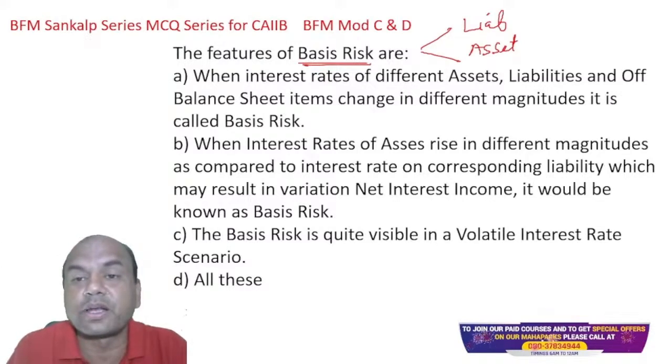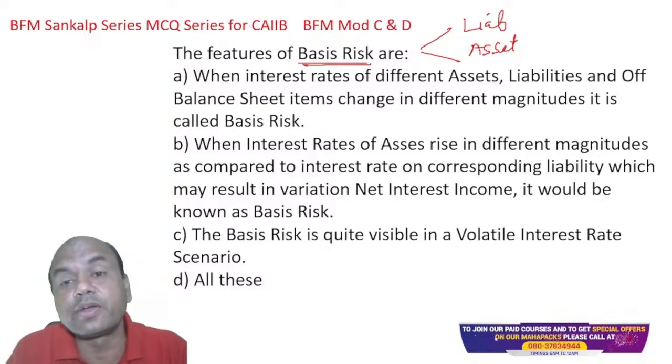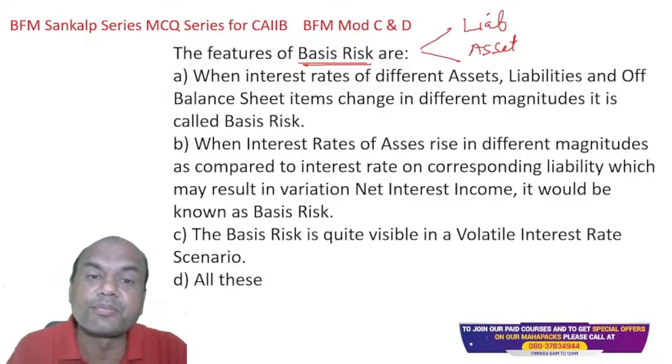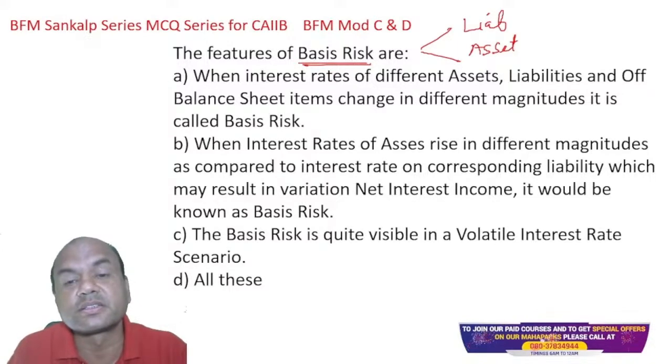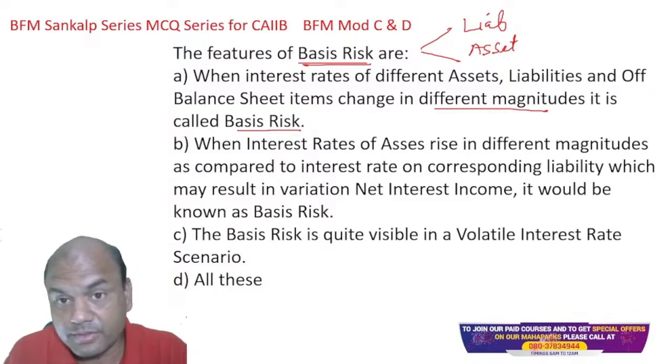ROI changes differently, meaning the rate of interest of deposit changes by 2% and the rate of interest of this loan changes by only 1%. So that is known as the basis risk. When the interest rates of different assets, liabilities and off balance sheet items change in different magnitudes, it is called basis risk. What is it?